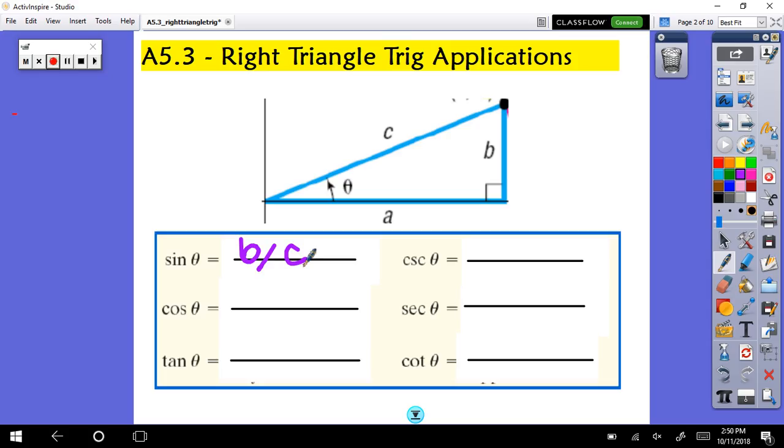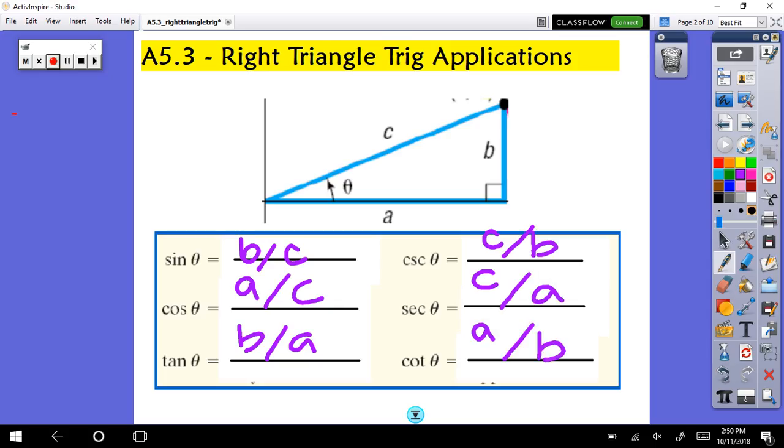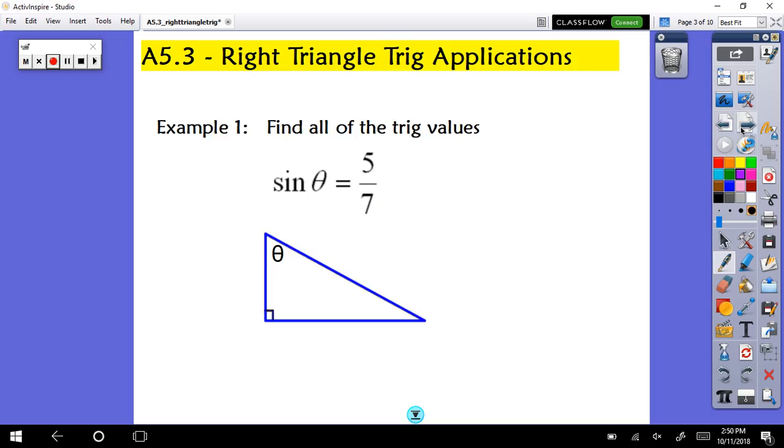Alright, so let's check these. We have sine theta is B over C, cosine theta is A over C, tangent theta is B over A. And then we know for the rest of our trig functions, all we do is flip the fraction. So cosecant is C over B, secant is C over A, cotangent is A over B. Okay? Alright, so let's do some more problem solving with this.